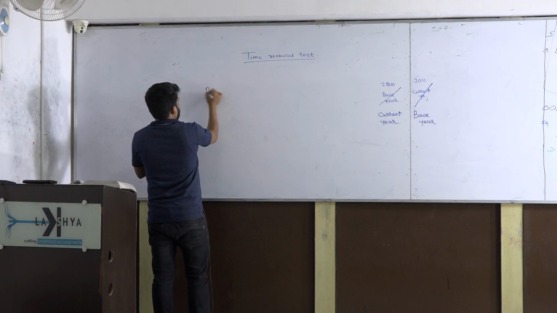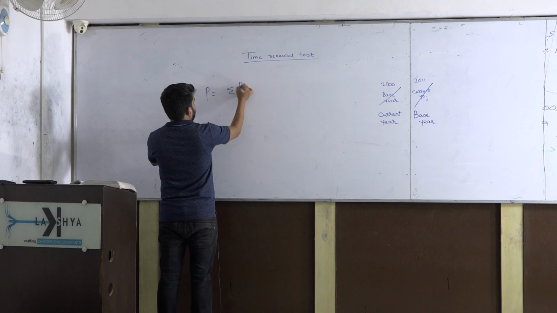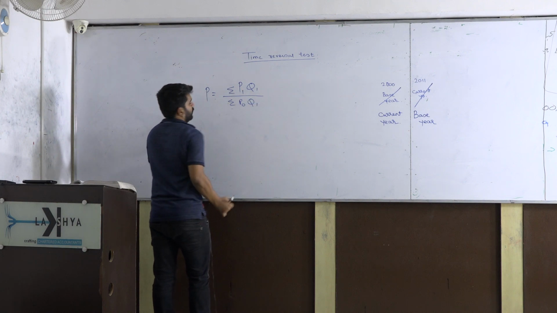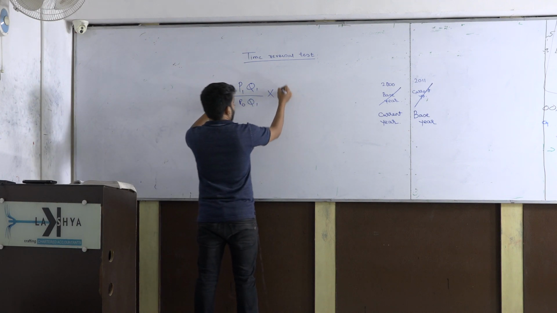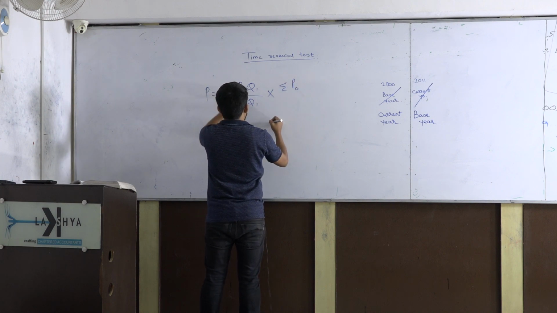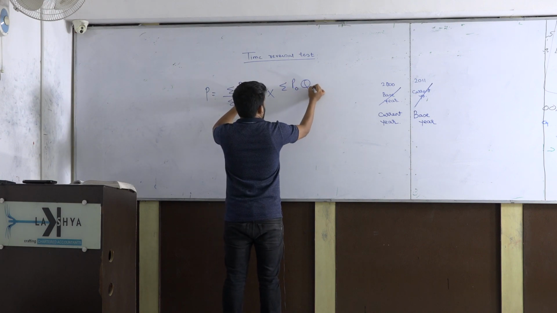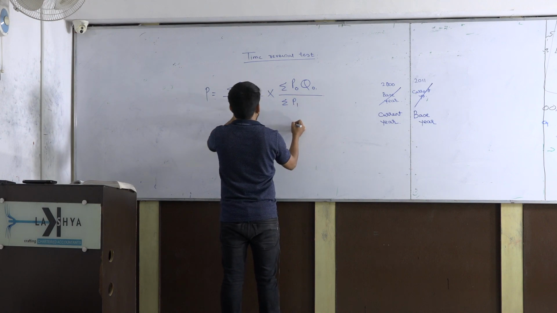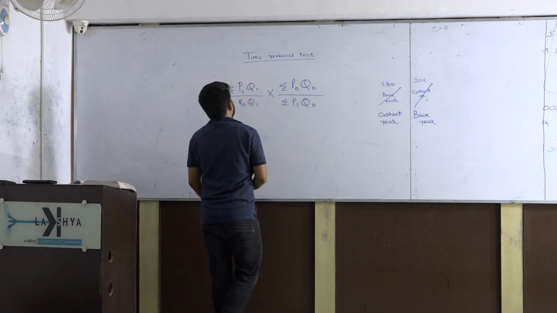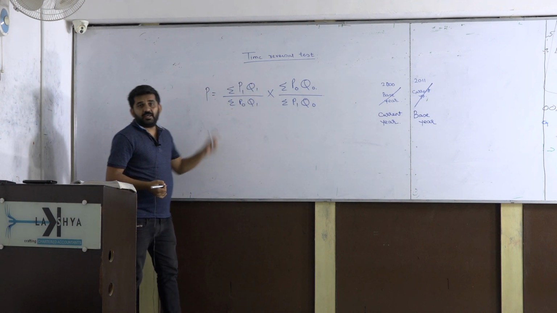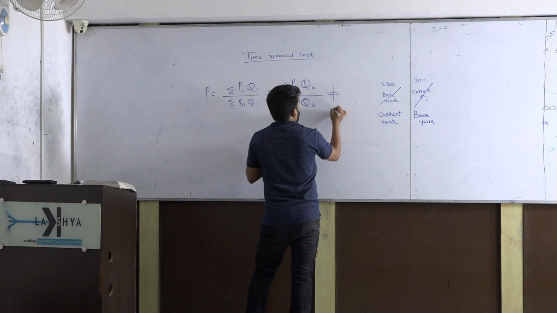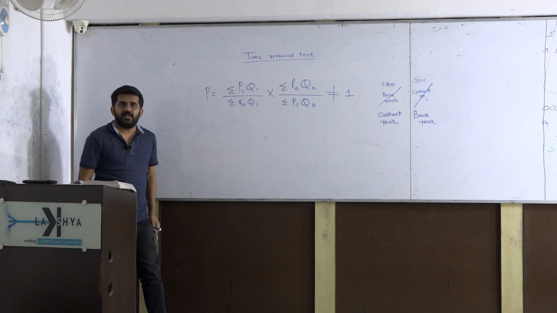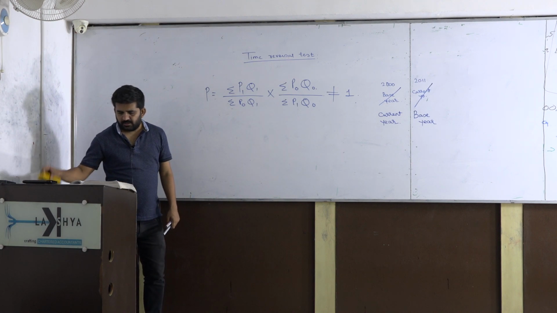What is the basic formula? Sigma P1 Q1 upon sigma P0 Q1, multiplied by the time reversal. This will become P0, this will become Q0, sigma P0 Q0 upon sigma P1 Q0. Is it equal to 1? No, it is not equal to 1. So Paasche's also does not satisfy the time reversal test.